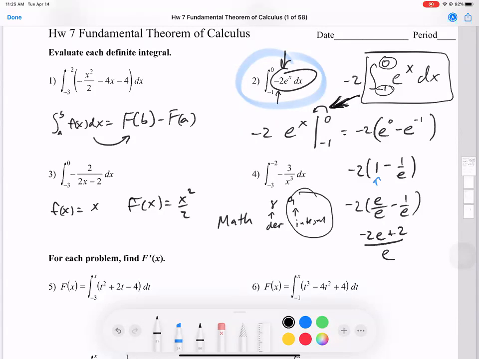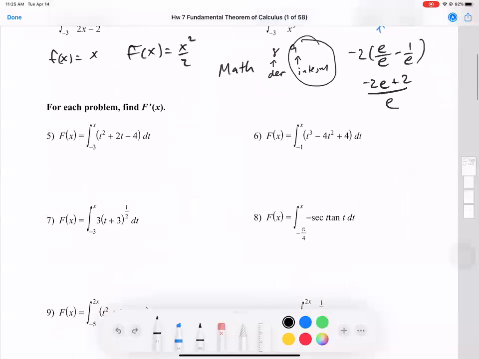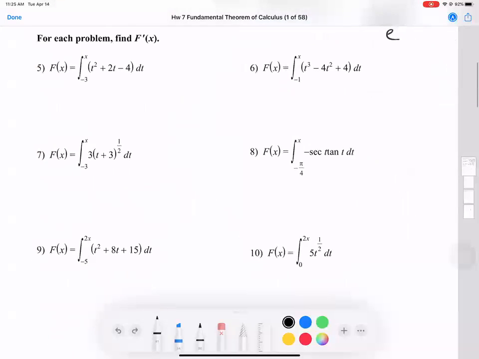Any other questions on this homework? How'd you guys find the actual fundamental theorem of calculus problems? Like the first 5, 6, 7, 8, they're supposed to be pretty ridiculously easy. Like this answer here, plug in, plug in, plug in. X squared plus 2x minus 4. That's it. This one is x cubed minus 4x squared plus 4. That's it.